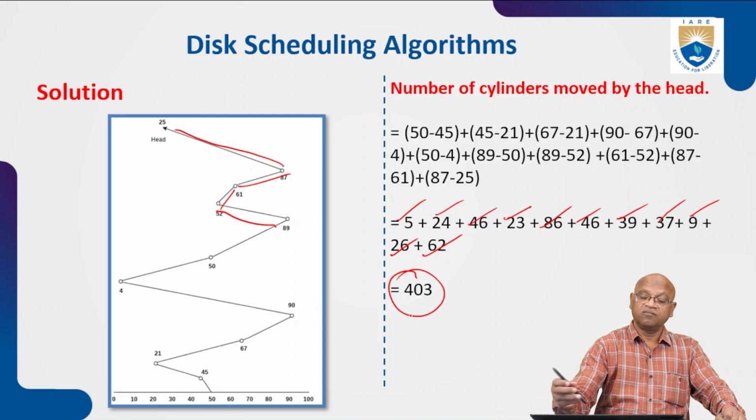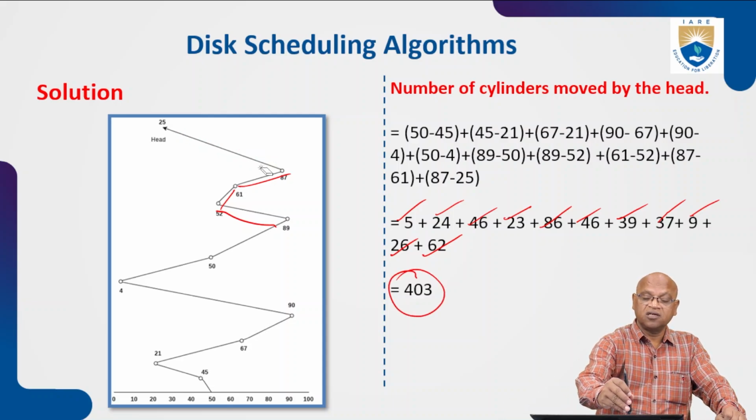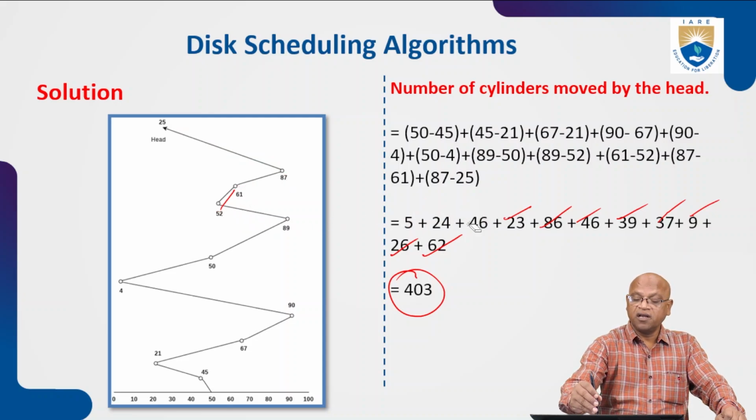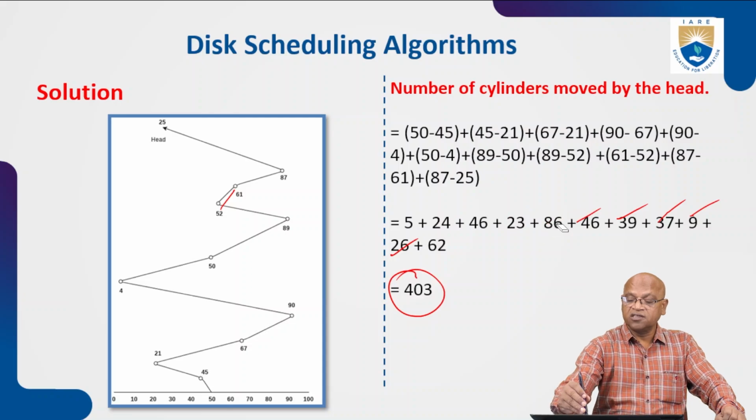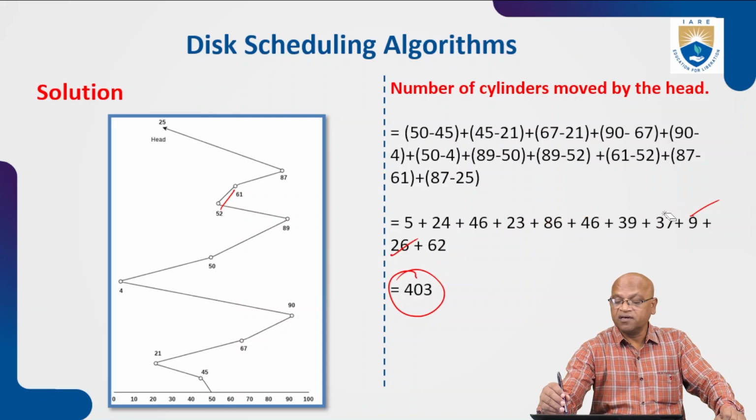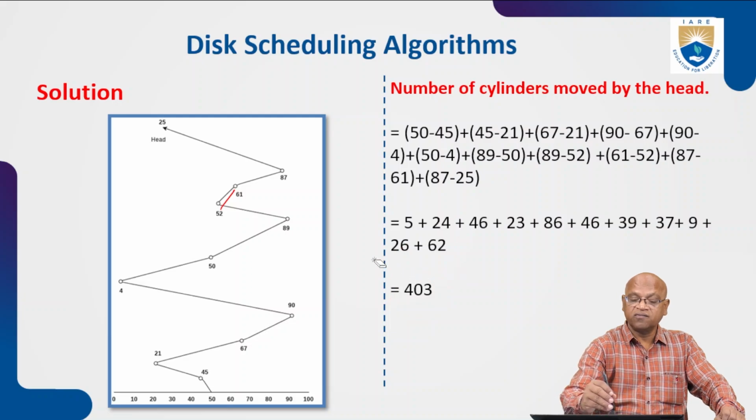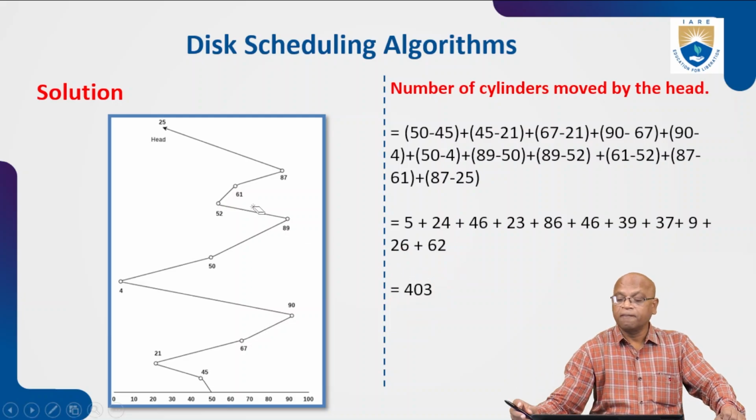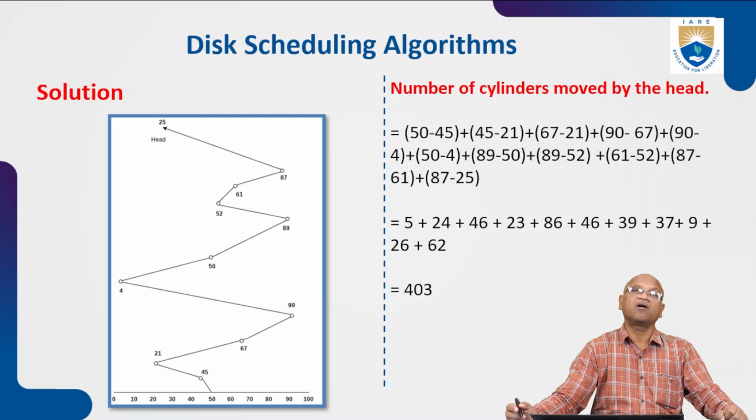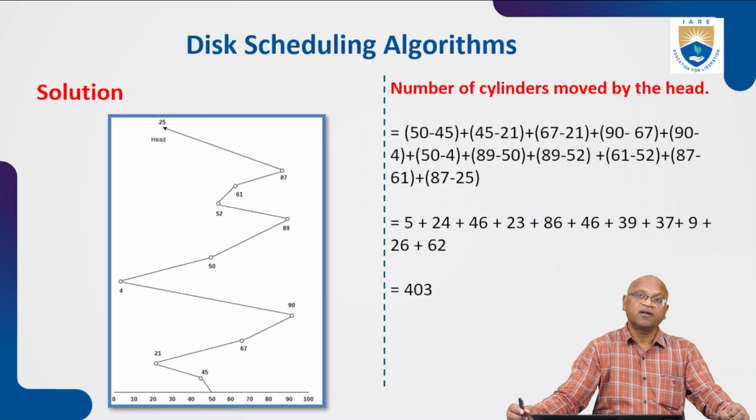It took this many cylinder movements to get the data from the hard disk to your RAM. That is, it is reading the data from the different tracks where it is loaded. So all these things it will read, and it will transfer the data from hard disk to your RAM. So this is first come first served.